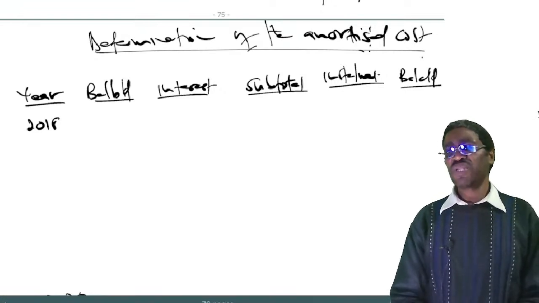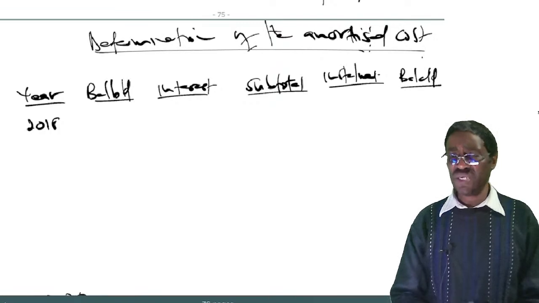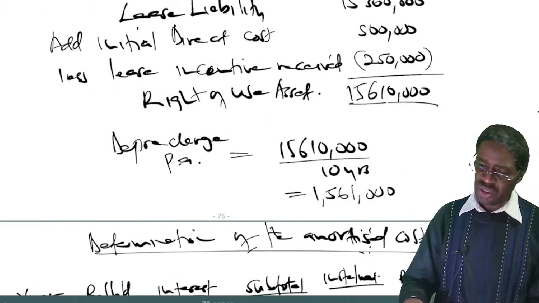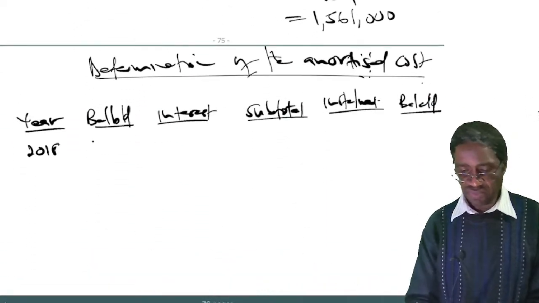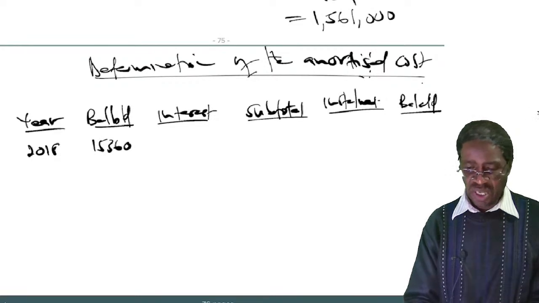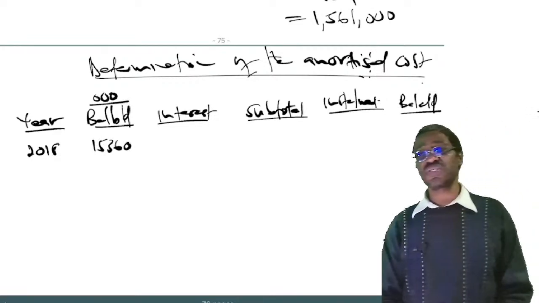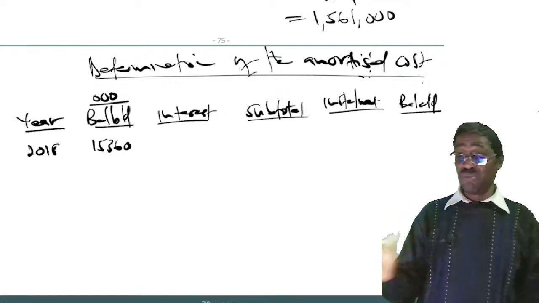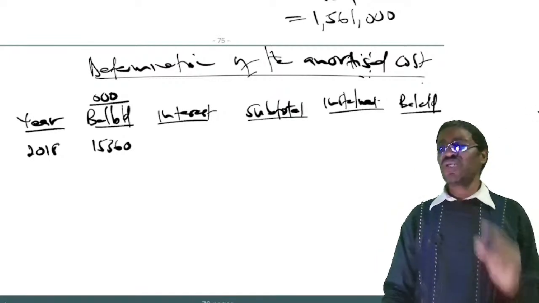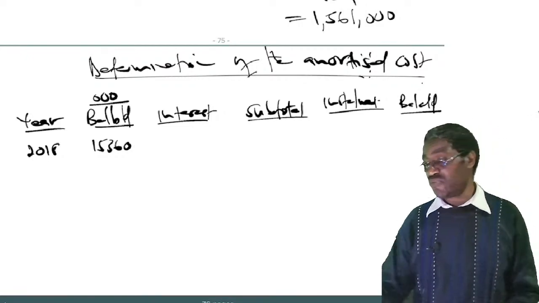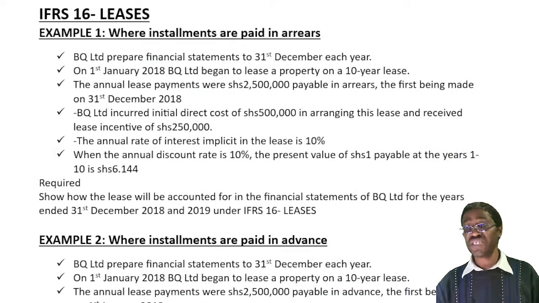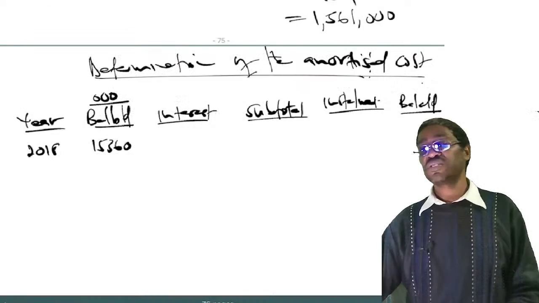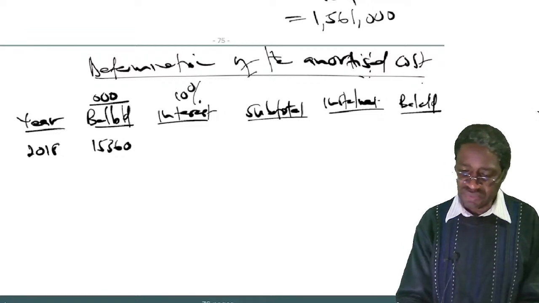We start by bringing down the balance. By the beginning of the year, our liability was how much? It was 15,360. I said I'm putting my figures in thousands so that I don't make my table too long. Then we compute the interest, and if I remember from the question, the interest was 10%. Yes, the interest was 10%. So we come and charge 10% interest, which will come to 1,536.